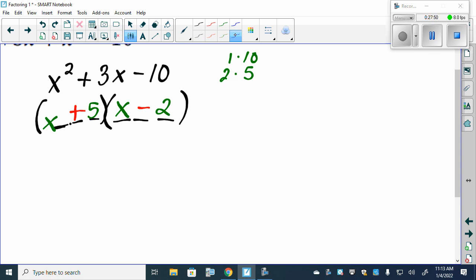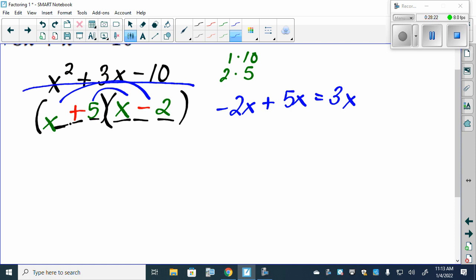And last but not least, we can check it. X times negative 2 would be negative 2x. 5 times x would be plus 5x, and negative 2x plus 5x is positive 3x. Is that the middle term that we wanted? Yes. So these here would be the factors.